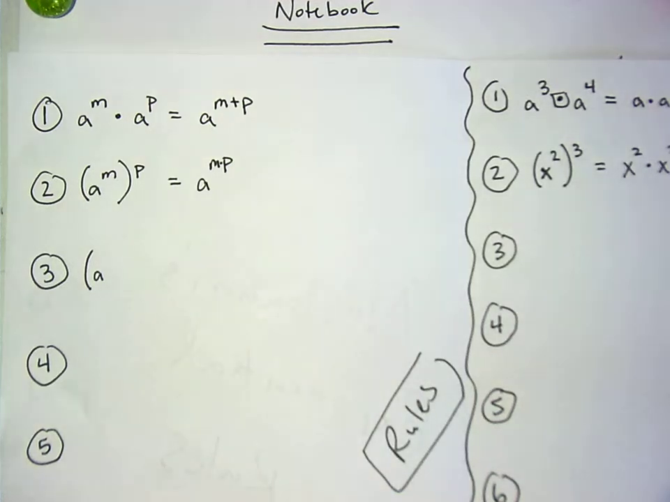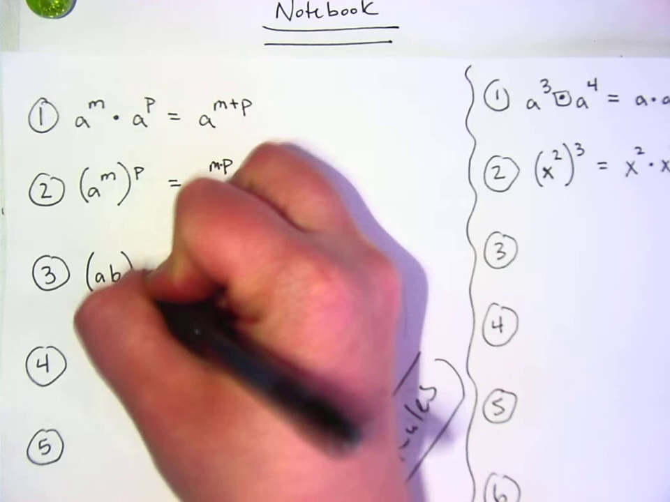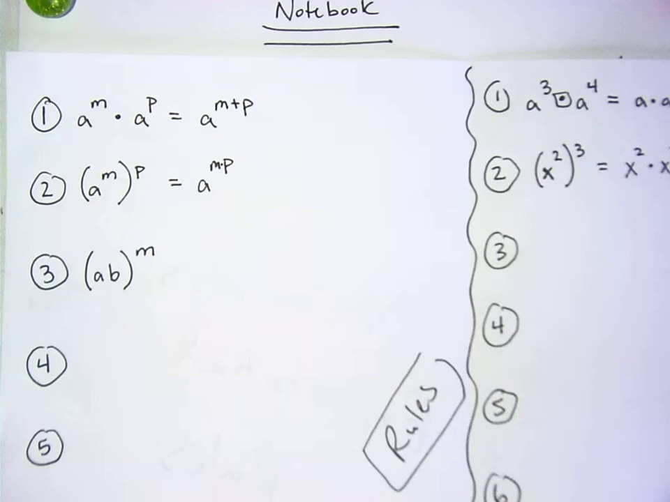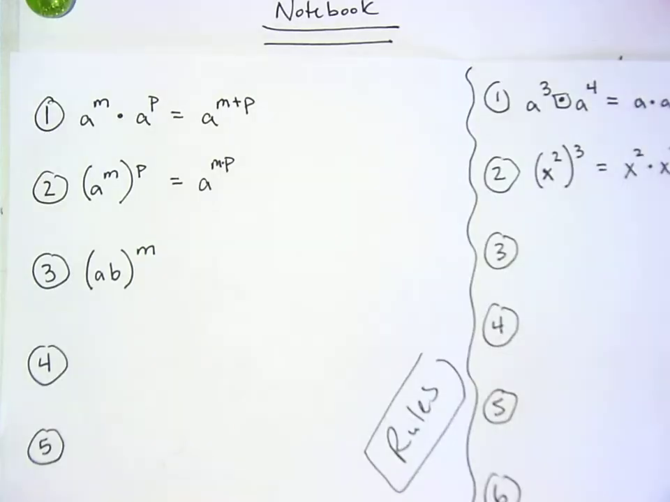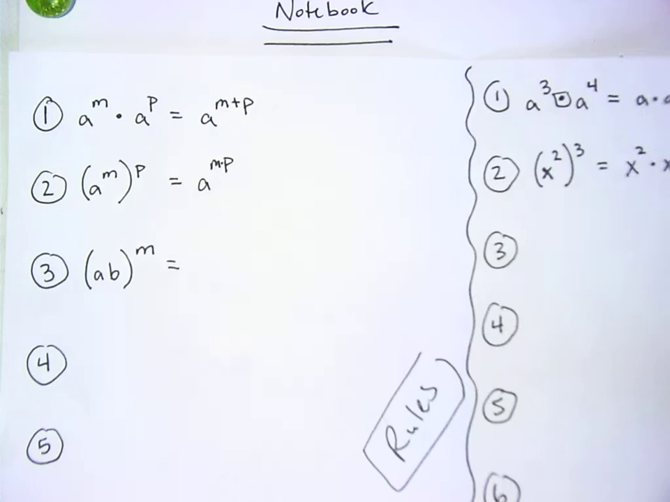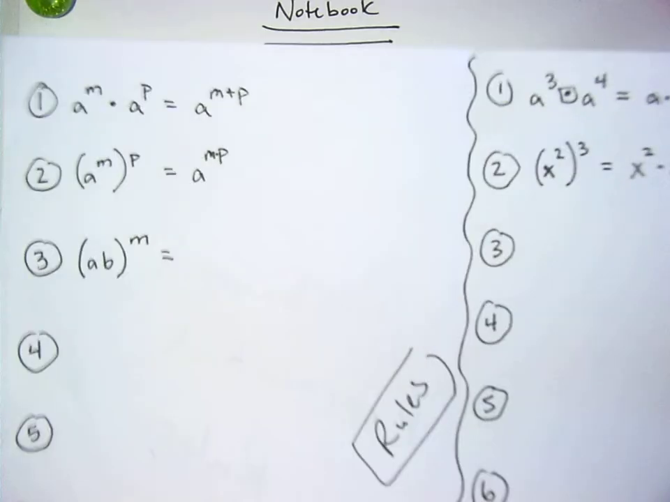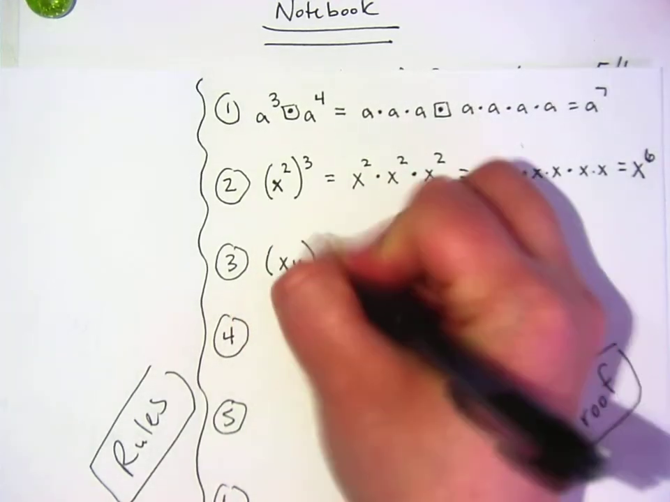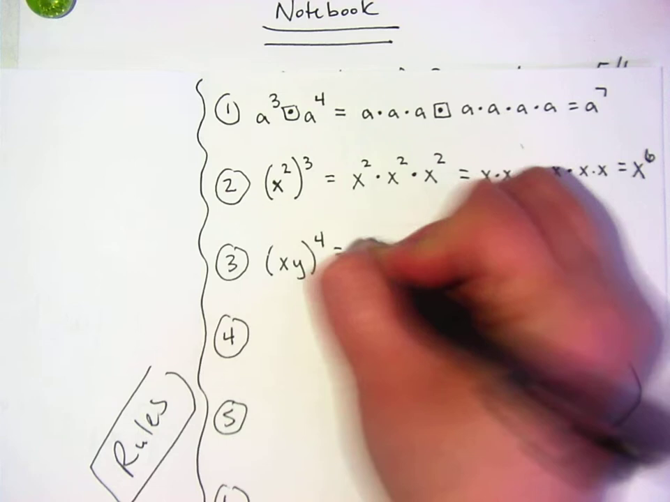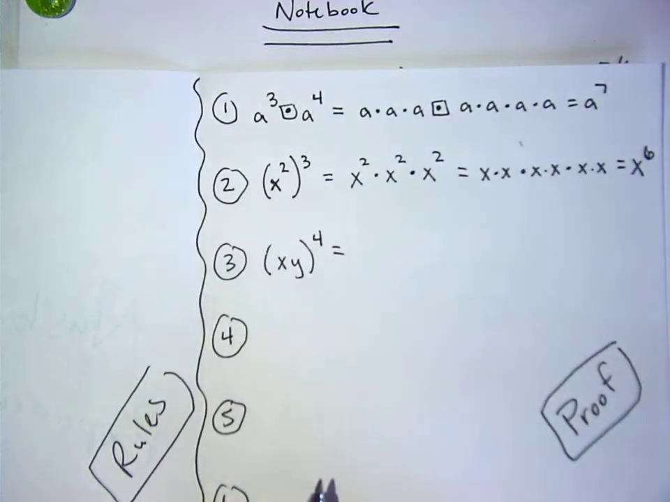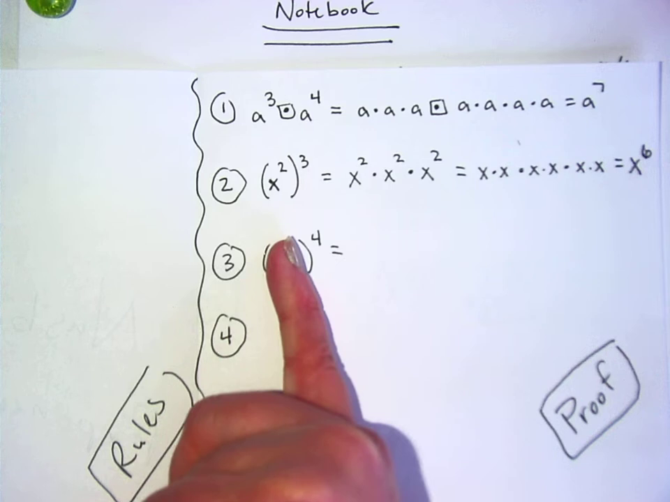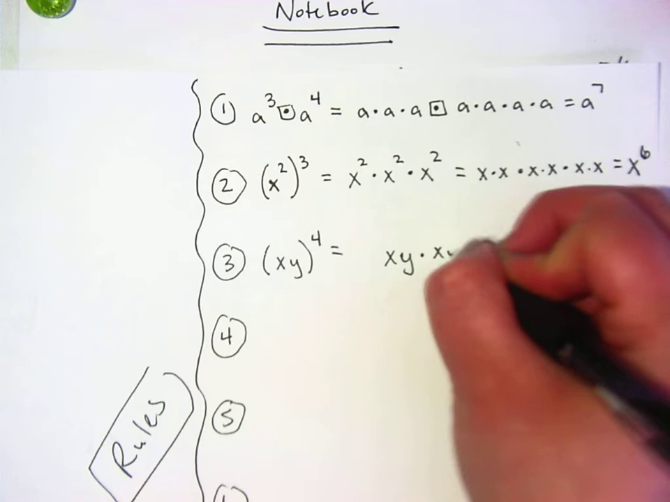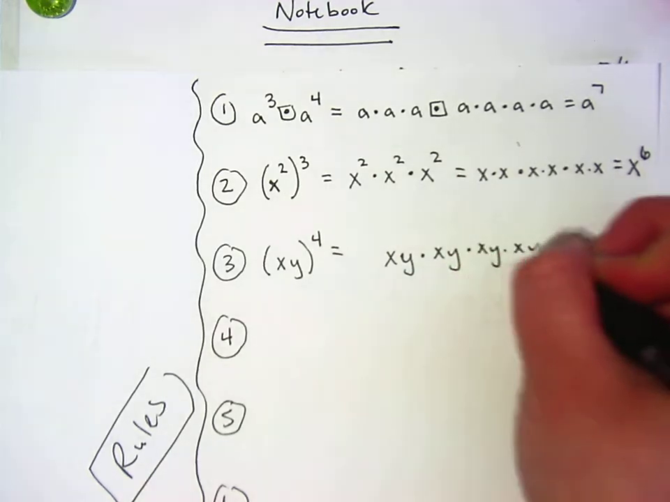And this is A, B inside the parentheses, and then on the outside, I'm going to put an M as a power. All right, now we're going to do an example on the right, some proof to make sure we understand how this works. So I'm going to write down x, y to the 4th power. Now, what this means is that whatever's inside the parenthesis, I do 4 times, right? So I'm going to write down xy times xy times xy times xy.